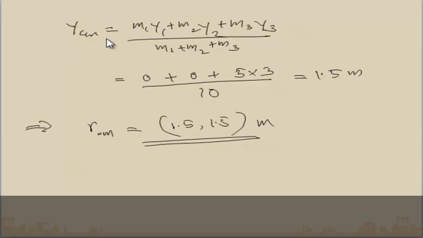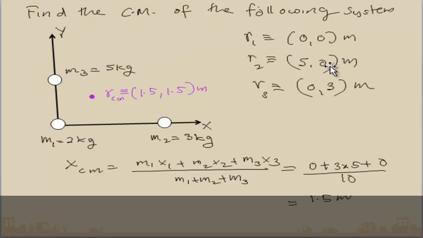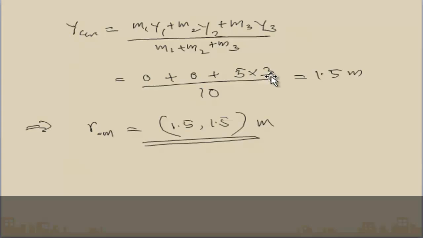To find the y coordinate, we can write the equation for YCM, which is m1y1 plus m2y2 plus m3y3 divided by m1 plus m2 plus m3. The only non-zero y coordinate is y3. So we have 5 times 3 divided by 10. That's also 1.5. So the center of mass is given by 1.5, 1.5.